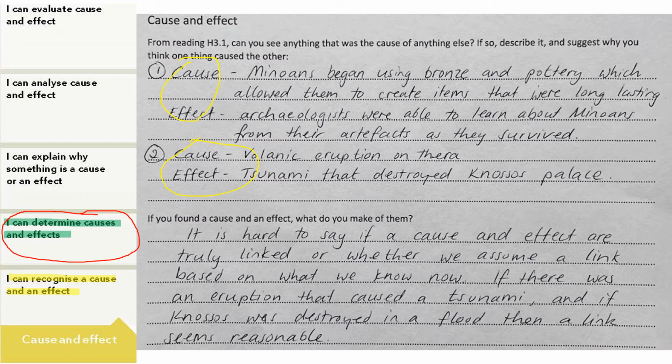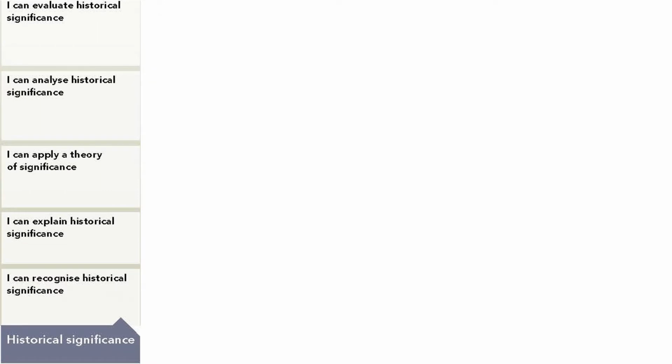Right, let's move on to the final skill, and that is historical significance. So can they recognize it? Can they explain it? Can they apply the theory of significance? And in this book we use Partington's. Can they analyze and can they evaluate? Now, before I even look at this, the student has been assessed at step 2 for three of the skills so far. So if you're in a hurry, it's likely that the student is going to be somewhere around step 2 for this one as well. That's what we would assume. So let's have a look.